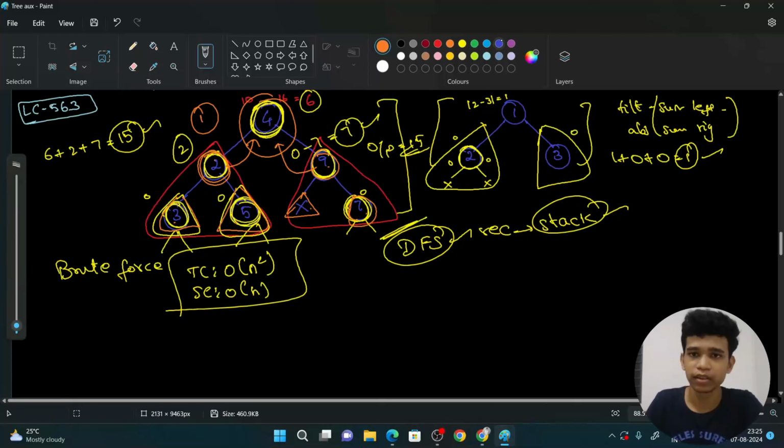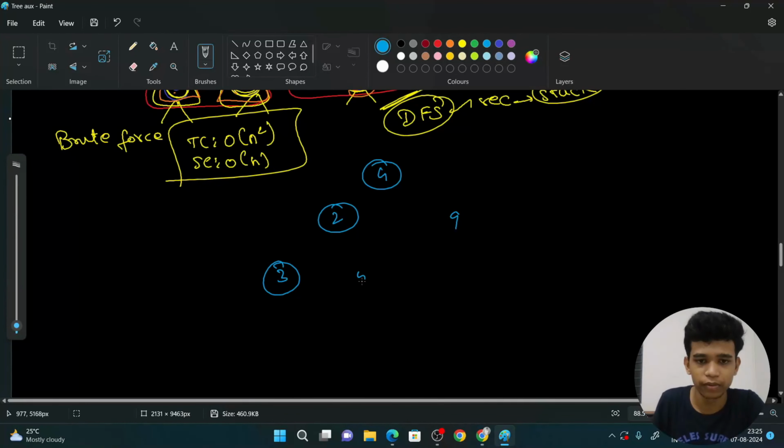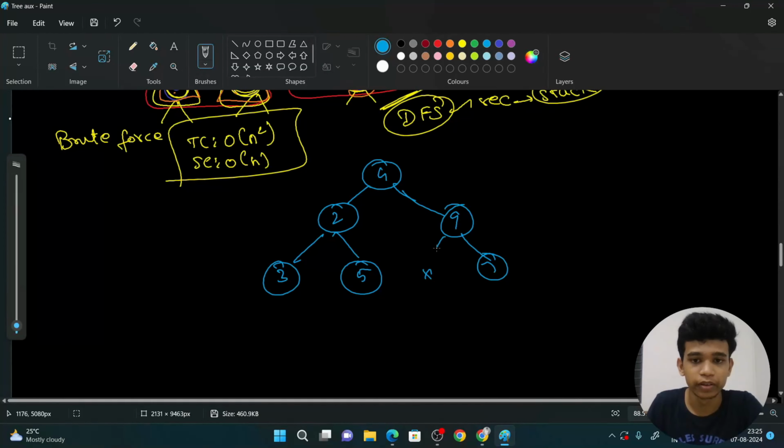What I mean is, let me draw this again. 4, 2, 9, then 3, 5, 7. Now, just look at this carefully. First of all, I'm going to go up to the depth. Then I want to return it such that we can reuse the sum again. Okay, hold on, I will tell you.